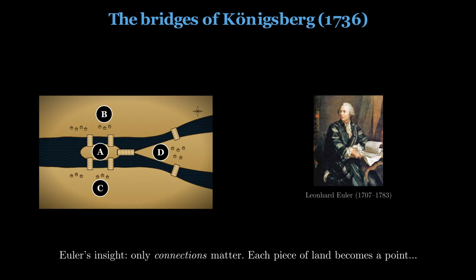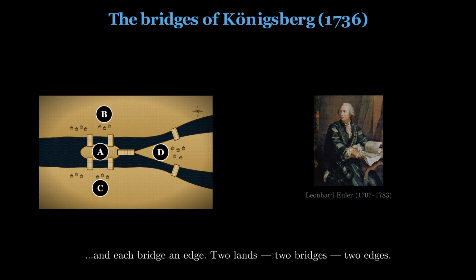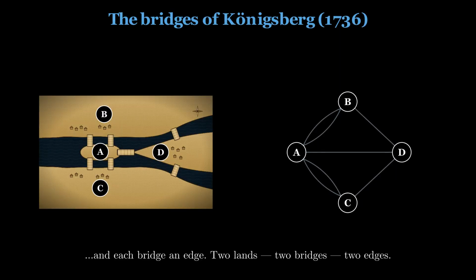So each piece of land becomes a single point. And each bridge becomes an edge between its 2 lands. Where 2 bridges join the same pair of lands, the graph simply keeps 2 parallel edges. This drawing is a graph, and this little puzzle is where graph theory began.